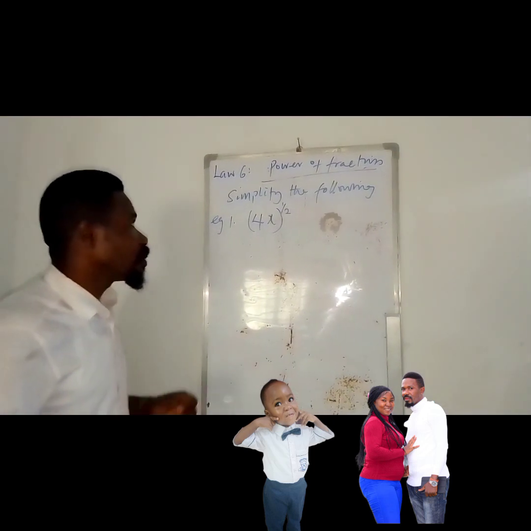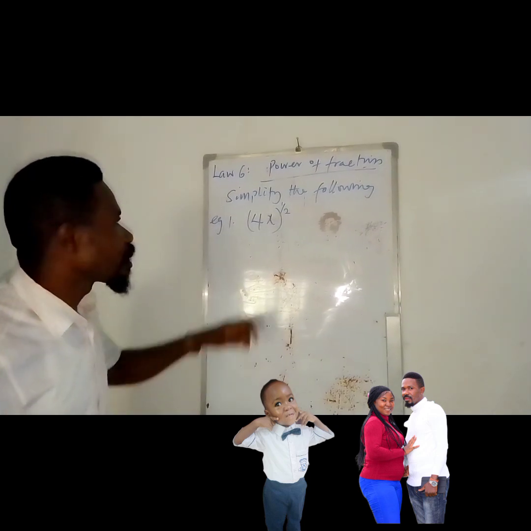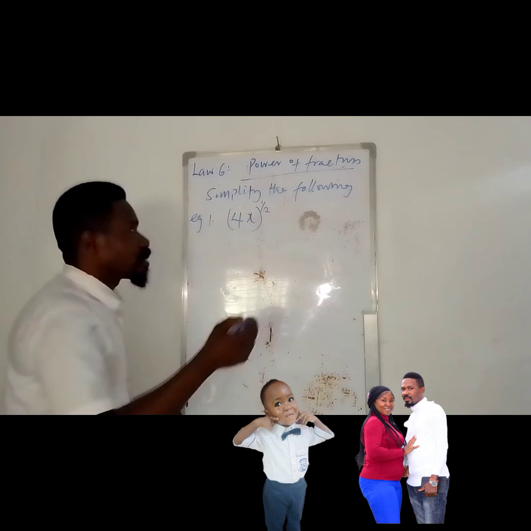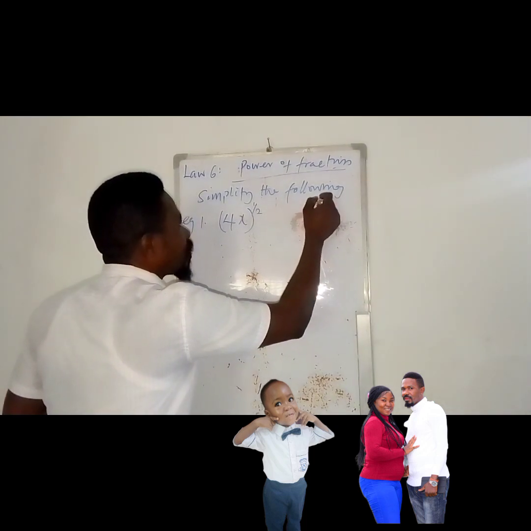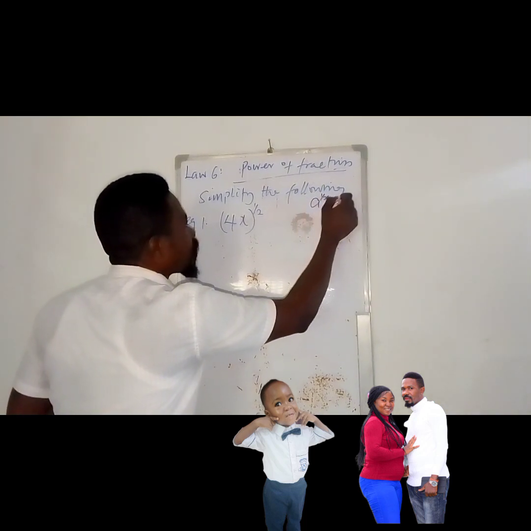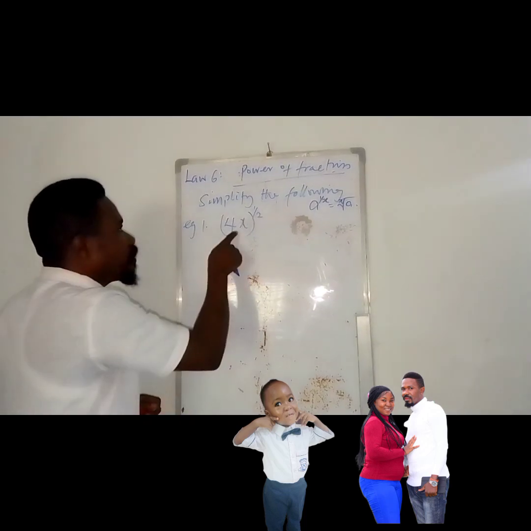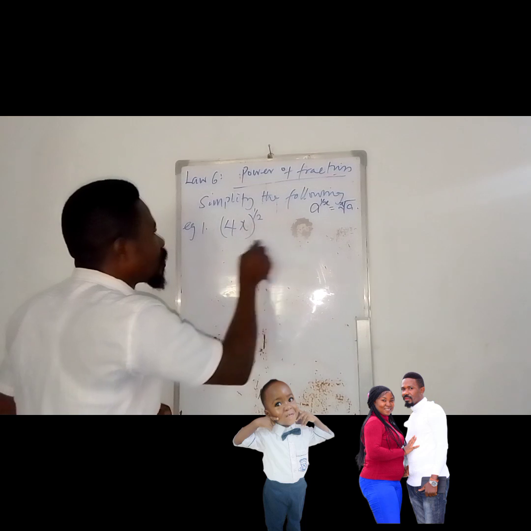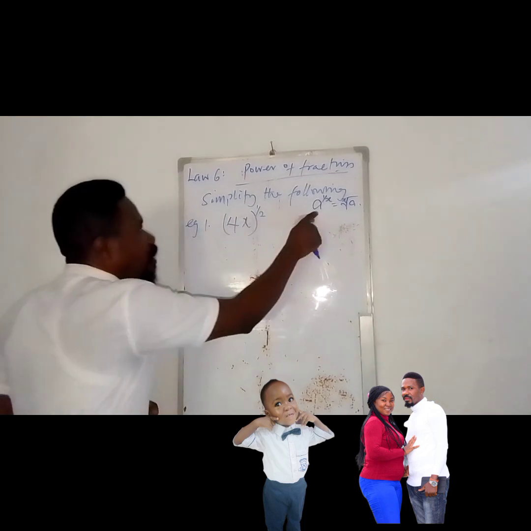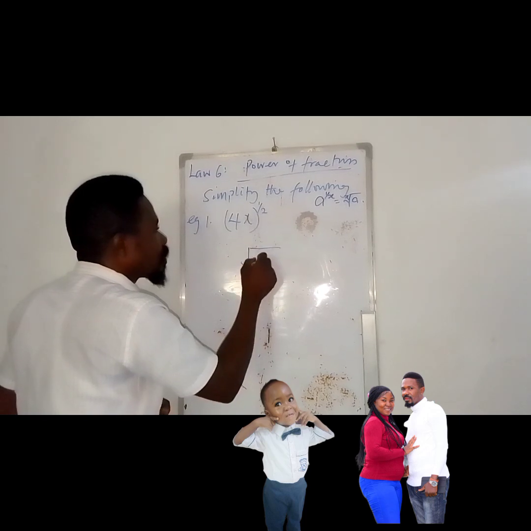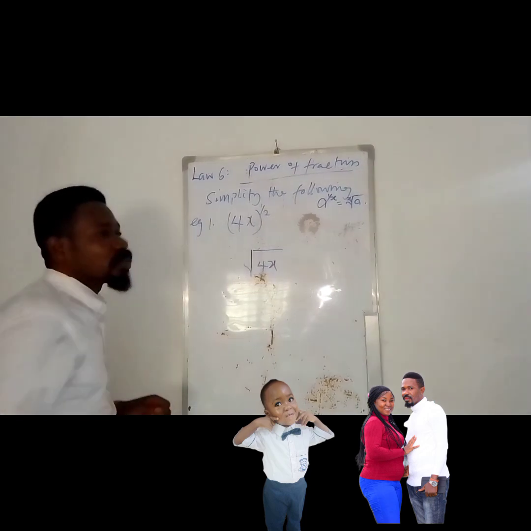Simplify the following. We start with the number 1: 4x all raised to power 1 over 2. Don't forget, let me put down the formula somewhere here. A raised to power 1 over x simply means the x-th root of a. If we compare and contrast, the whole of a is 4x. So we are going to put anything that is inside that bracket inside the root.